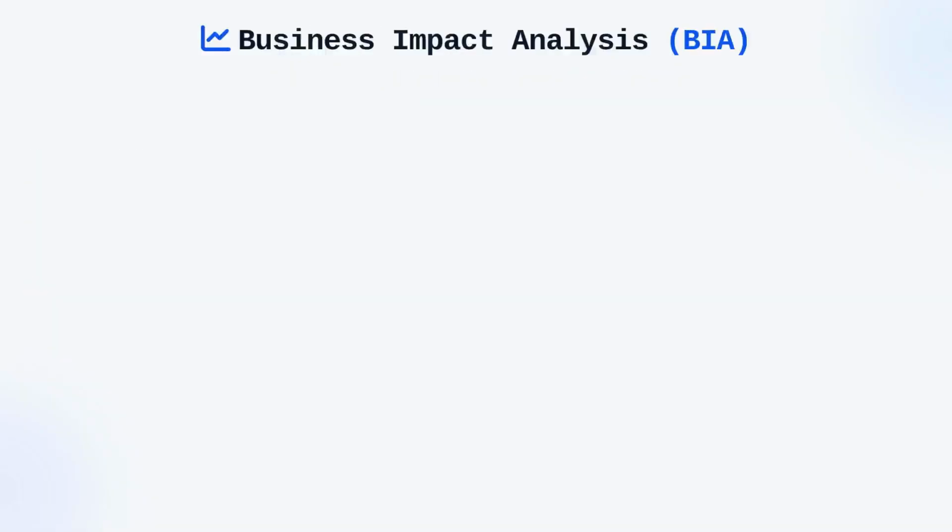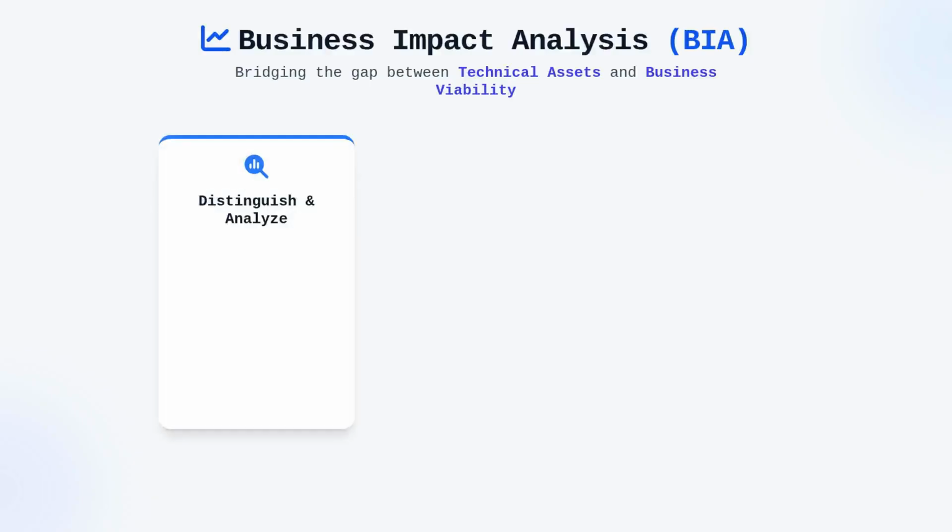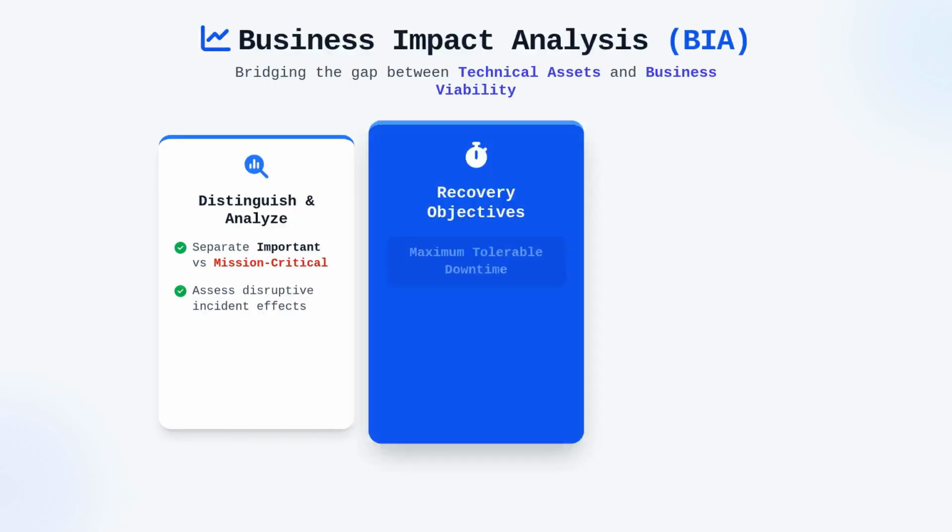Business Impact Analysis, or BIA, is the process that allows us to distinguish between assets that are simply important and assets that are mission-critical. During a BIA, we analyze how different disruptive incidents would affect the organization's operations, focusing on the maximum tolerable downtime and recovery objectives.